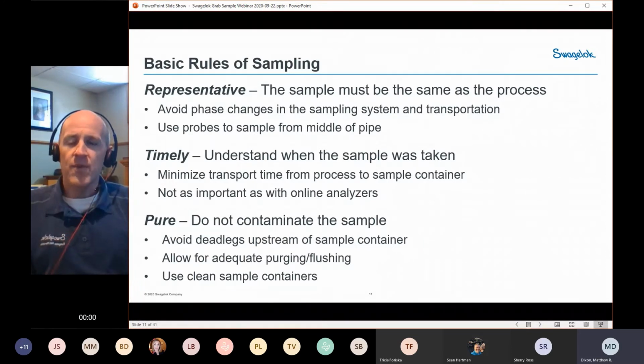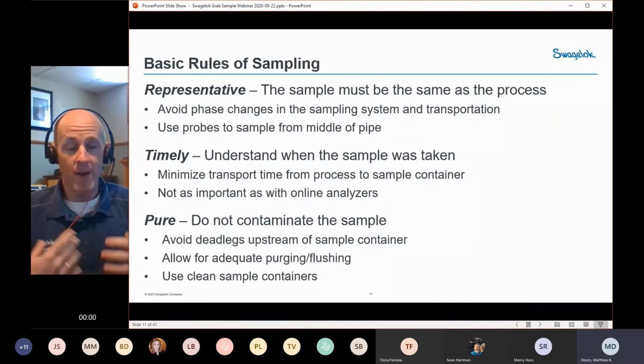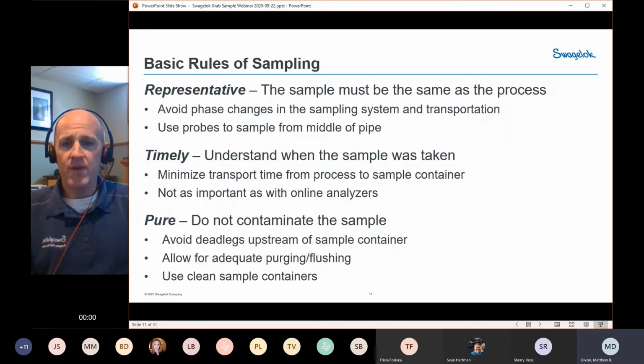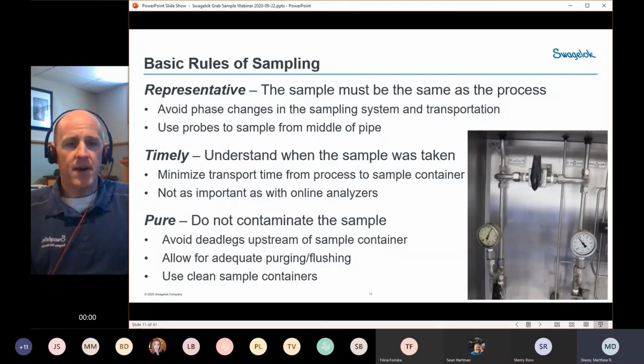And then also, we've already touched on the purity a little bit. We need to make sure that we're not contaminating our sample. We want to make sure that the sample, again, is representative of the current process and not being contaminated by the old one. So we do things like avoiding dead legs. So dead legs, if you're not familiar with the concept, imagine you have a system here. A dead leg is a point in your system where you're not actually flowing.